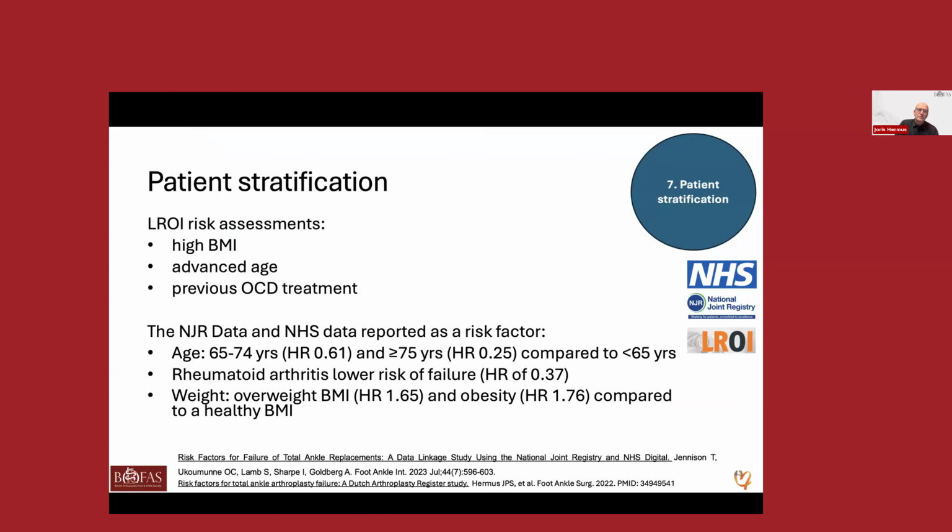So, like already mentioned by Kris, patient stratification. We performed research ourselves on the Dutch Arthroplasty Register, showing that a high BMI and a higher age are risks for failure, but also previous osteochondritis dissecans treatment. The same was found in the NHS and NJR data, that a higher BMI carries a higher risk of failure, but rheumatoid arthritis has a lower risk of failure compared to osteoarthritis.